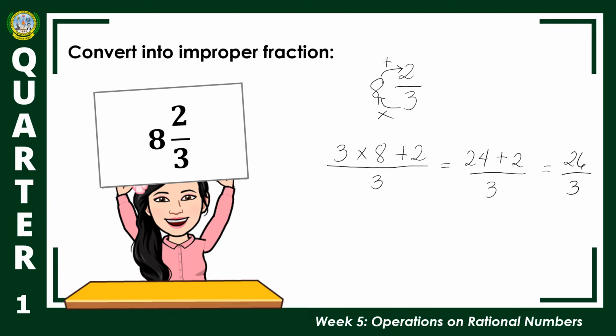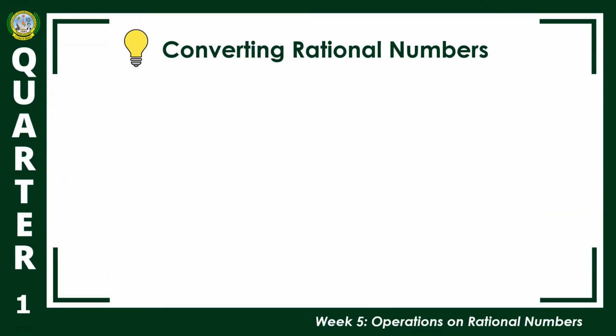And copy 3. Okay? Therefore, our answer is, so 8 and 2/3 is equal or the same as 26 over 3. So, ito po ang ating final answer. Ayan. So, atin pong i-highlight ang ating final answer. Okay, so alam na natin ngayon kung paano mag-express ng fraction into another fractional form. So ngayon, pwede na tayong mag-proceed sa conversion of fraction to decimal.